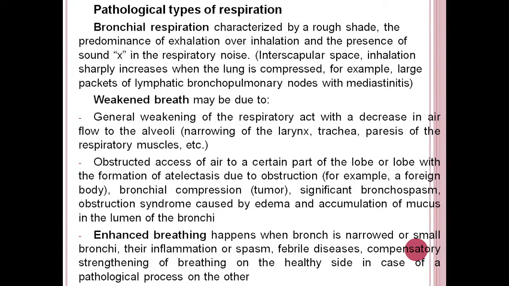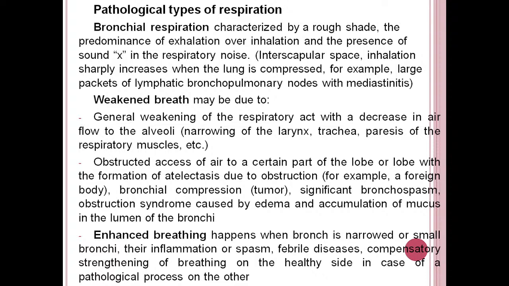The next one is weakened breath, which may be due to general weakening of the respiratory act with a decrease in air flow to the alveoli, obstructed access of air to a central part of the lung or lobe with the formation of atelectasis due to obstruction, bronchial compression, significant bronchospasm, obstruction syndrome caused by edema and accumulation of mucus in the lumen of the bronchi.